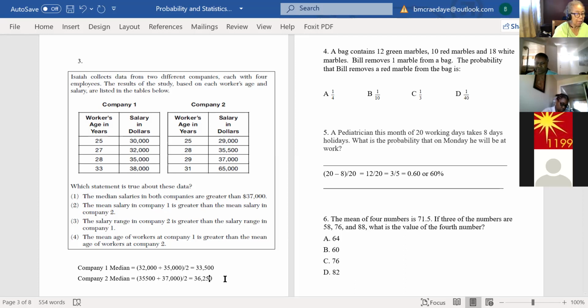Okay. Now, the median salaries in both companies are greater than 37,000. That's not true because they are less than 37,000, correct? Yes. So it's not number 1.